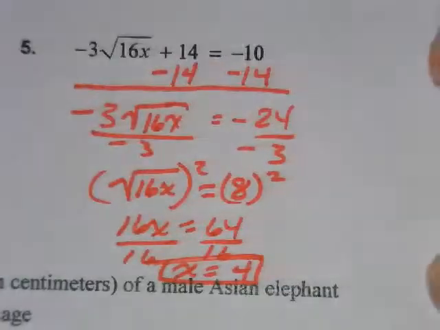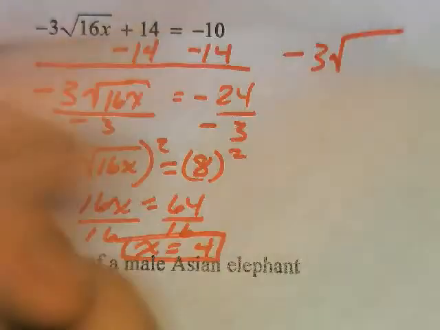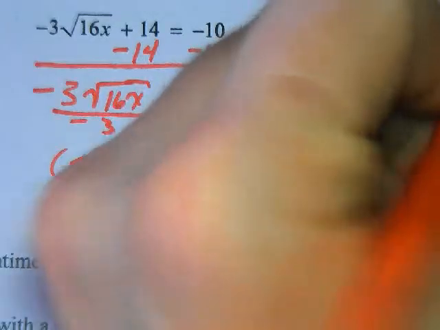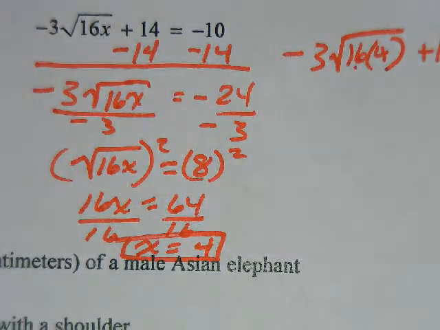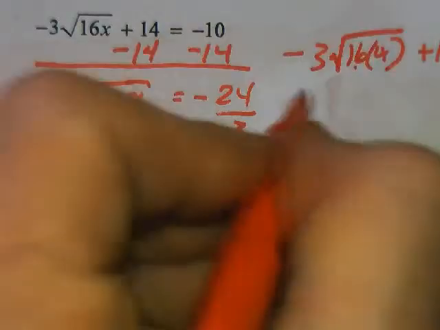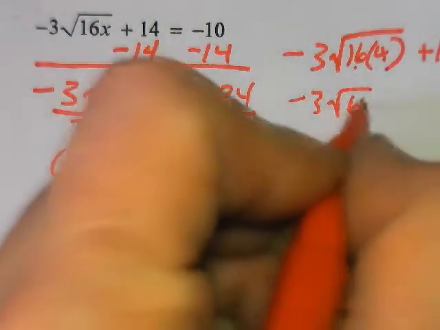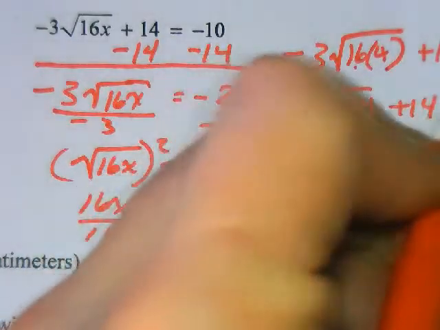Last step, I need to substitute this back in. So negative 3 square root of 16 times 4 plus 14 equals negative 10. 16 times 4 as a square root, you're going to have negative 3 square roots of 64 plus 14 equals negative 10.